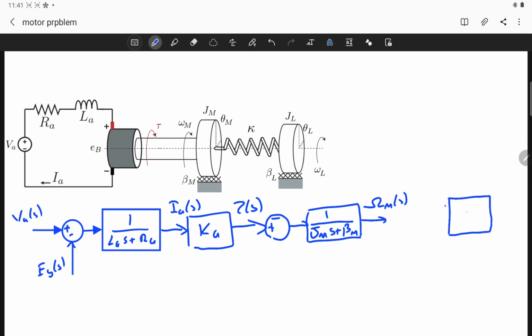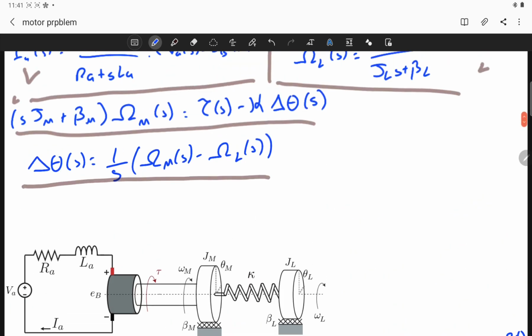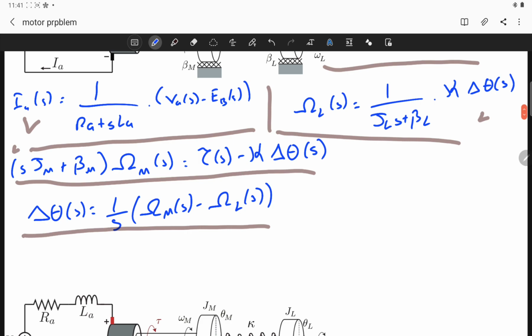If we have an input and the transfer function 1 over JL s plus beta L, we can generate omega L of s. This is our output. So I have omega m, and I have omega L. I can take the difference here if I want to obtain the difference. This is technically equal to this, which is theta s.